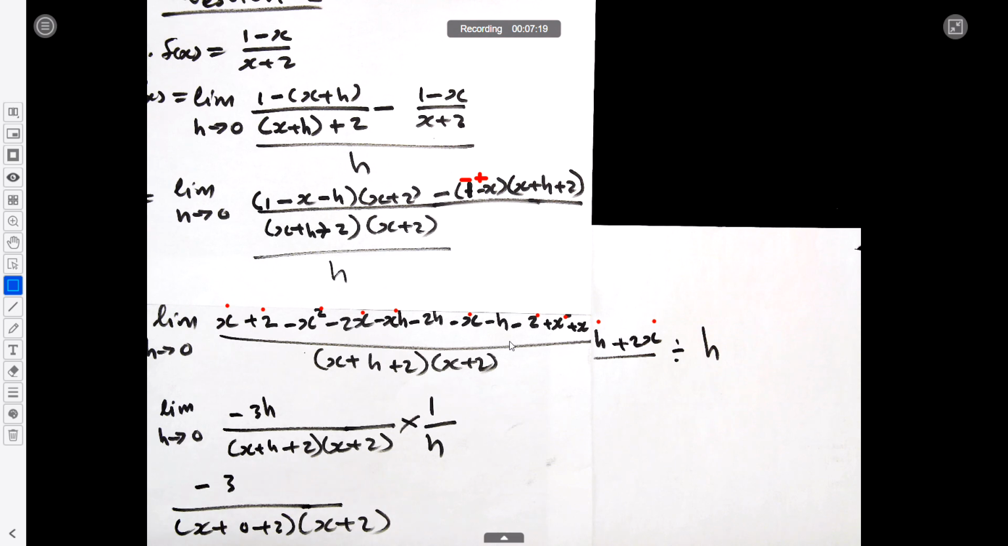X plus 2. And then, therefore, the final answer will be equal to... So I hope you see that we're having x plus 2 times x plus 2. So therefore, the final answer is negative 3, all divided by x plus 2, all to the power of 2. That is the solution for question 2.1.